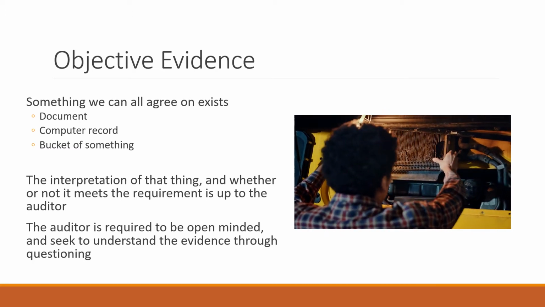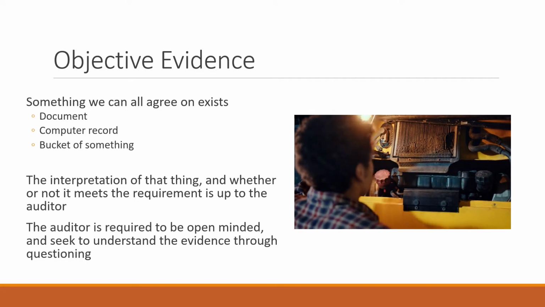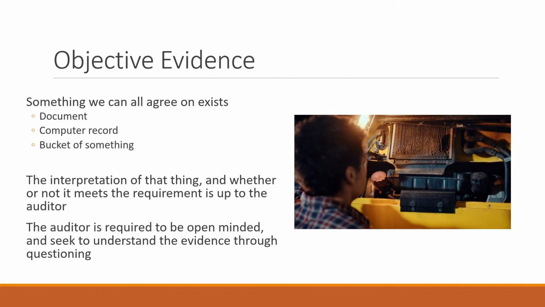The interpretation of that thing, whatever it is, and whether or not it meets the requirement is up to the auditor. And a lot of times, finding the requirement is a lot more complicated than finding the objective evidence. The auditor is required to be open-minded and seek to understand the evidence through questioning. So the auditor is going to ask you a bunch of questions.